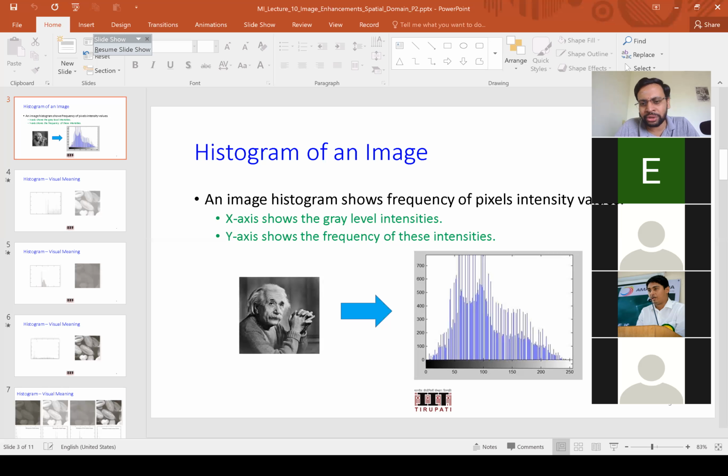Should I now make a summation going from 0 to 255 and add it, or is there any simple way to know that? Divided by the maximum intensity, yeah? Yes, sir. Are you sure?